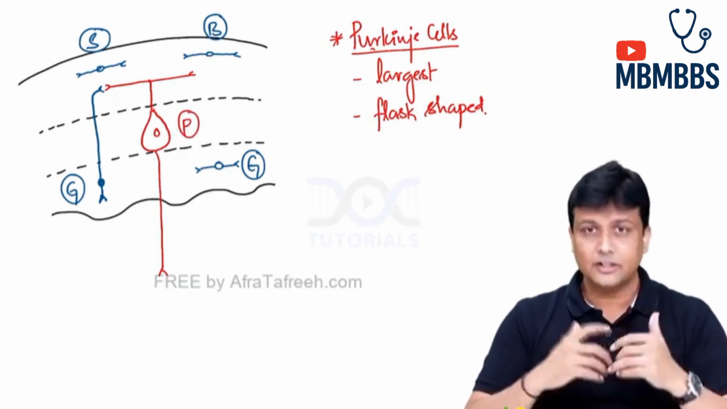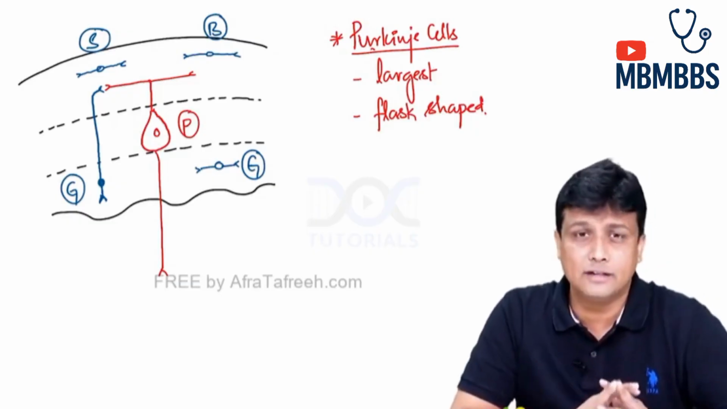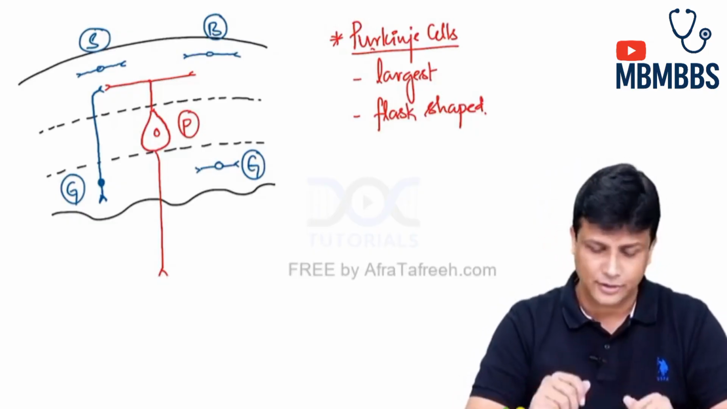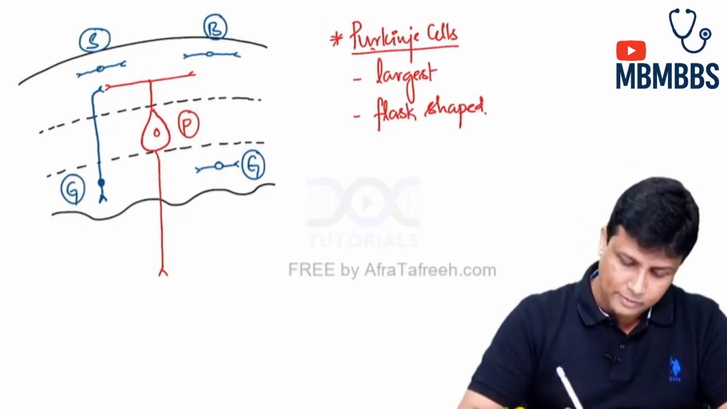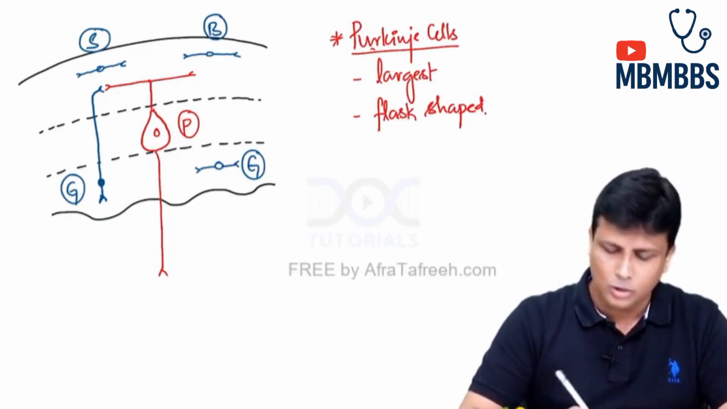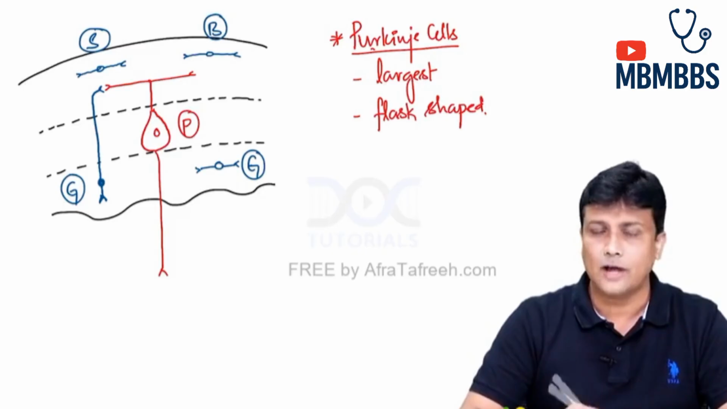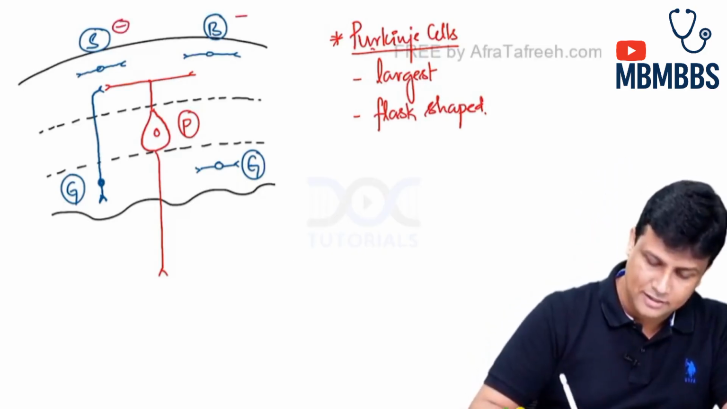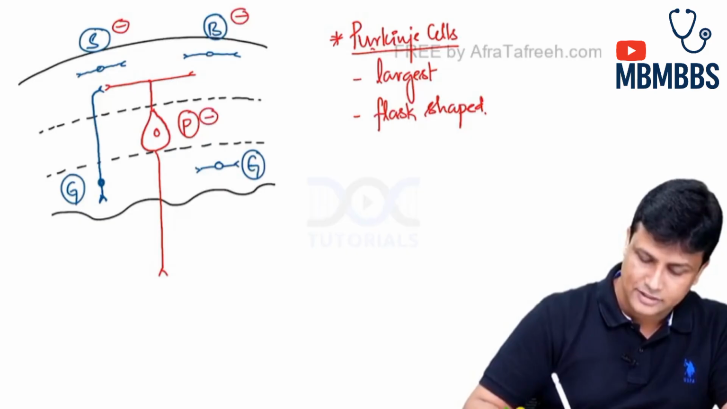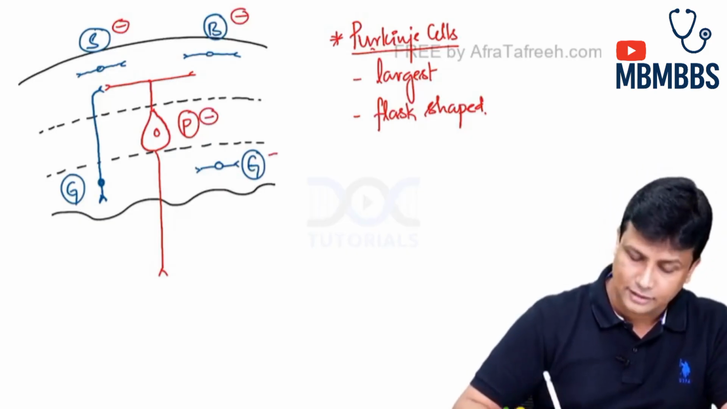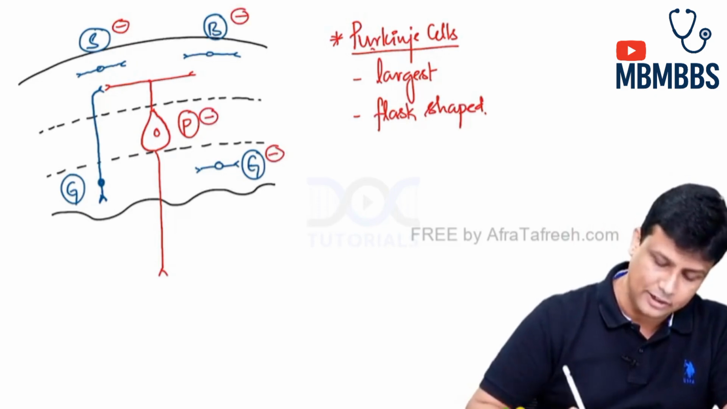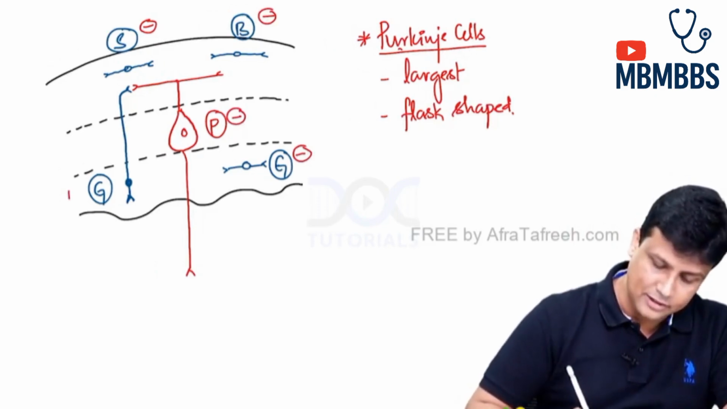Now after drawing the diagram, let us try to recall what questions have been asked in the previous years. Let's try to solve the MCQs here. Number 1, remember that all the cells which are present here are inhibitory. Stellate cells are inhibitory cells, basket cells are inhibitory cells, Purkinje cells are also inhibitory neurons, and even Golgi cells are inhibitory. The only one which is excitatory will be the granular cells. Granular cells are the only excitatory cells.